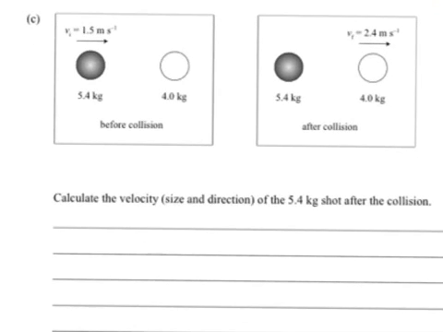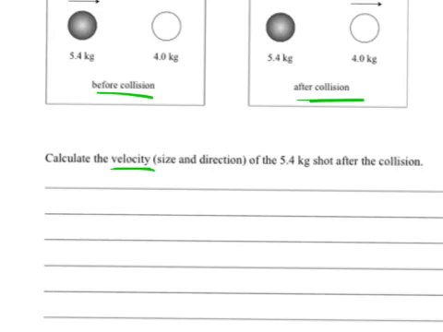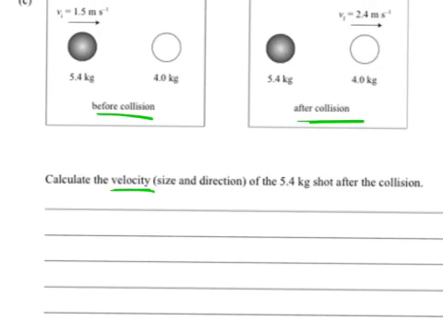Part C. We've got the initial conditions and the final conditions, so before the collision here and after the collision here. And we're to calculate the velocity, which is the size and direction, we should know that anyway because velocity is a vector, of the 5.4 kg shot after the collision. Okay, so this is actually going into what I mentioned a little bit before. We have to find the final velocity. Oops, we need to keep that on the screen. We've got the initial velocity of this part is 0, but we don't know the final velocity of this part. So we have to calculate that velocity.